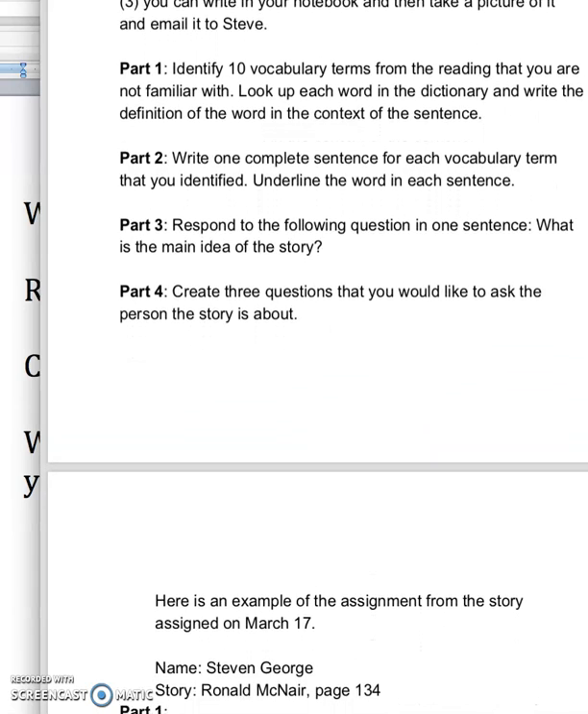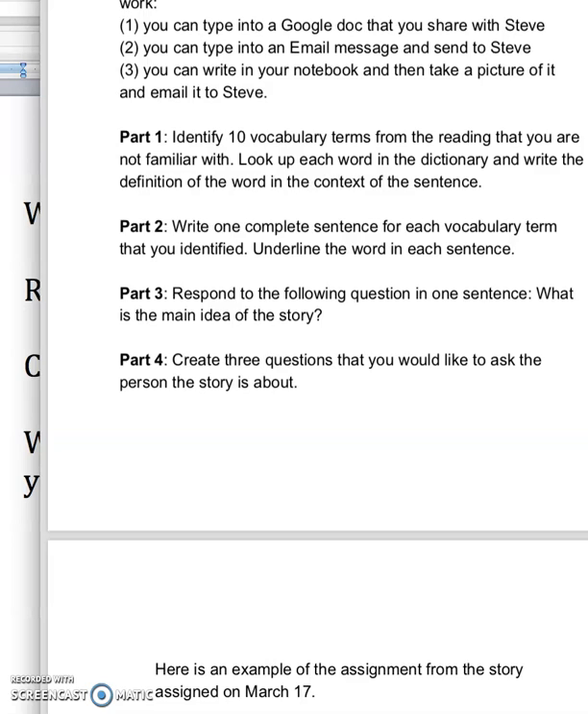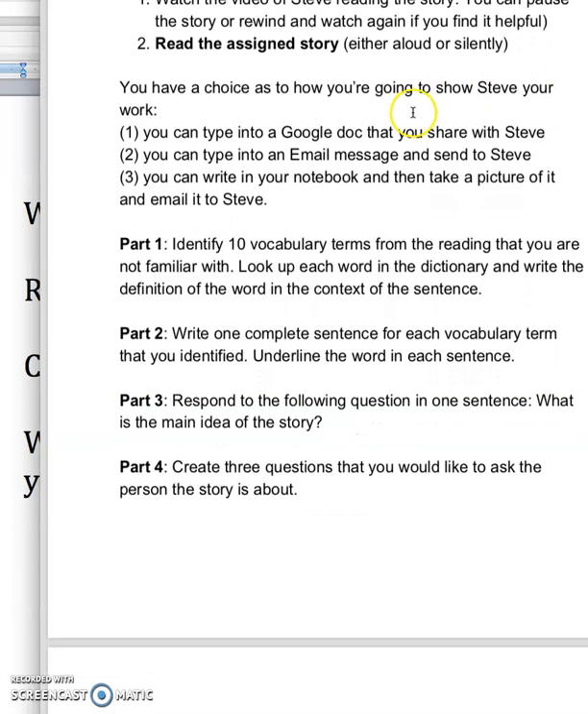After I read the story, I would like you to read the story independently, and it makes a lot of sense if you can read it out loud just to practice pronunciation. So you have a couple of choices. You can create a Google Doc and share it with me. You can type it into an email and send it to me, or you can just write it into a notebook and then take pictures of it and send it back to me.